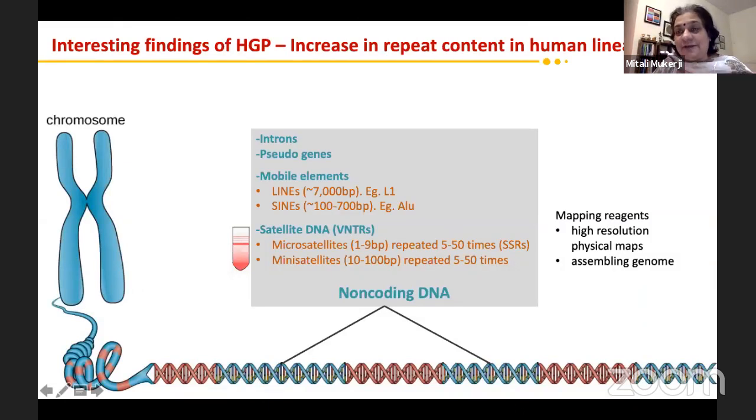So that's where there is a portion in your genome, in your book, which talks about satellite DNA, which talks about microsatellite, talks about minisatellite. Those are the ones which were really key to the Human Genome Project.